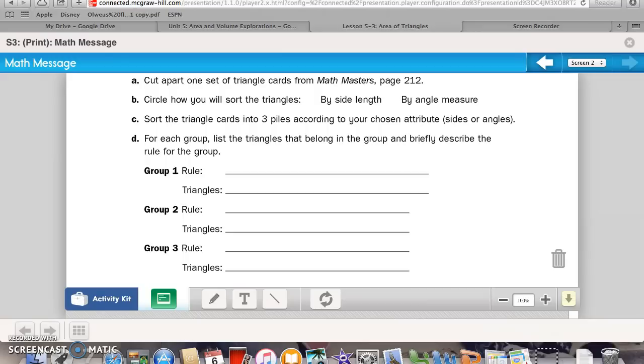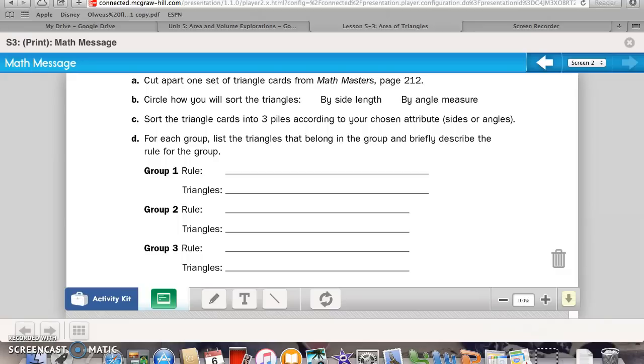So if you choose to sort them by sides, you're going to look for maybe 3 ways that you could pile those triangles together. What is something that you notice that some triangles have in common, and you're looking for 3 different piles there. D then says for each group, list the triangles that belong in the group and briefly describe the rule for the group.